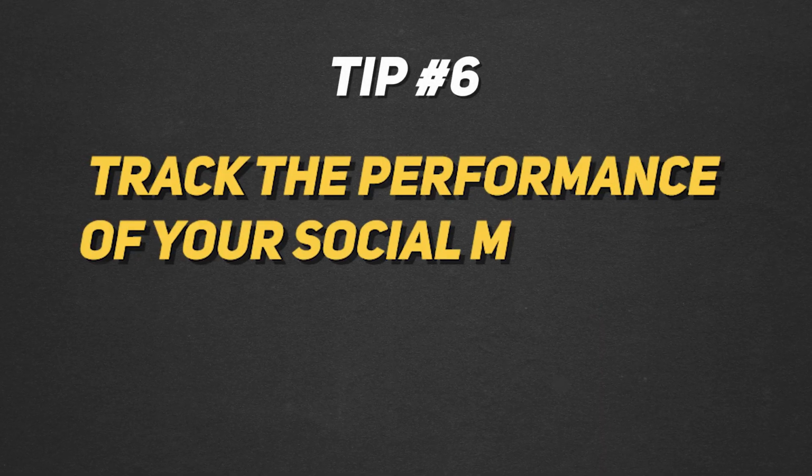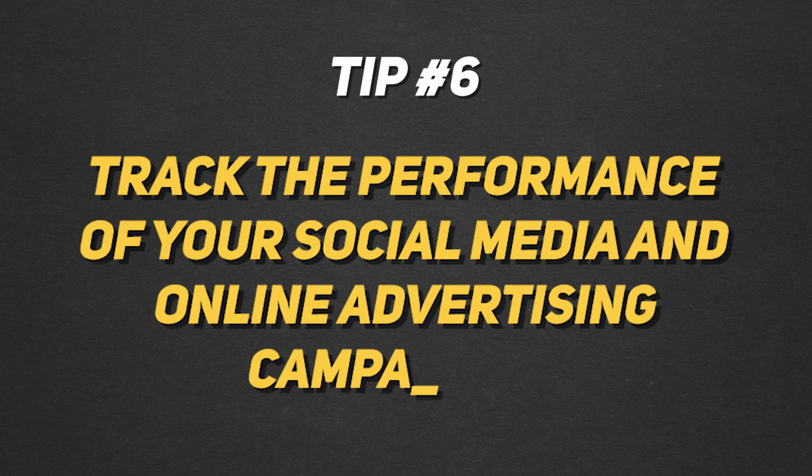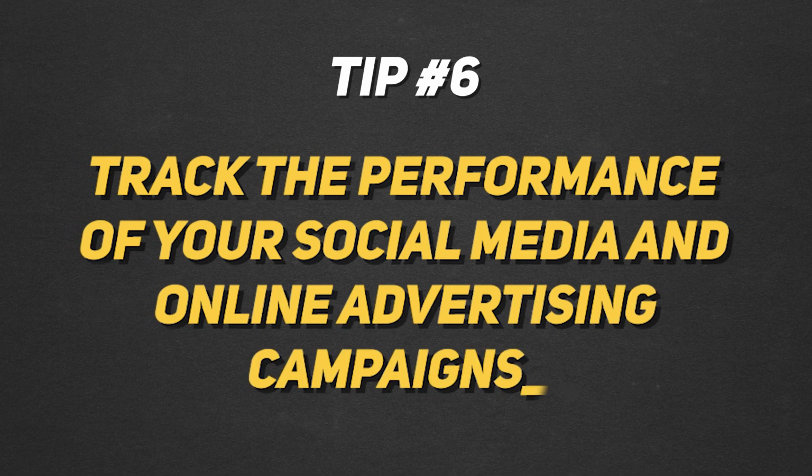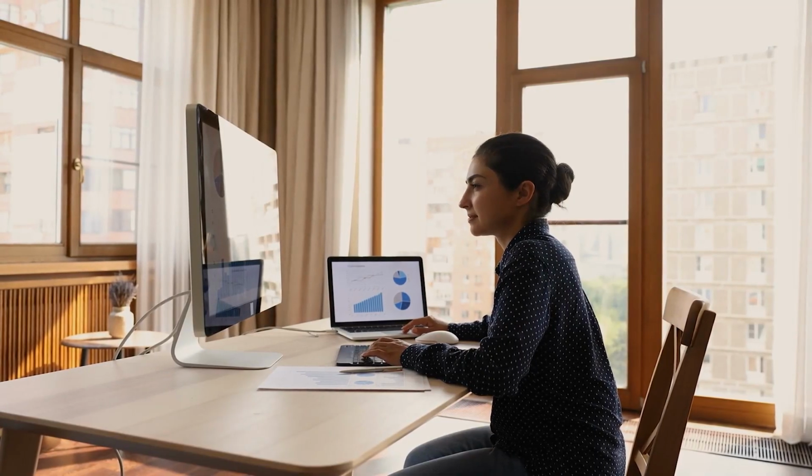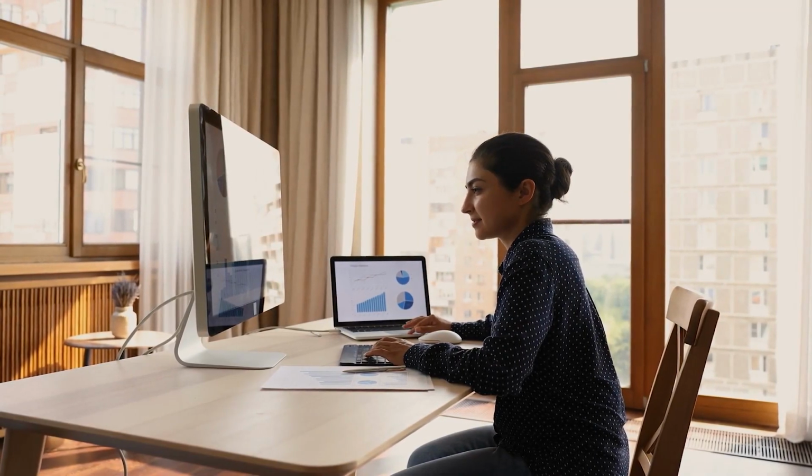Tip number 6, track the performance of your social media and online advertising campaigns. Use the analytics tools associated with your advertising platform, such as Facebook Ads Manager or Google Ads. These tools can help you track the performance of your social media and online advertising campaigns and see how they're evolving. By understanding the performance of your content, you can make better strategic choices going forward.